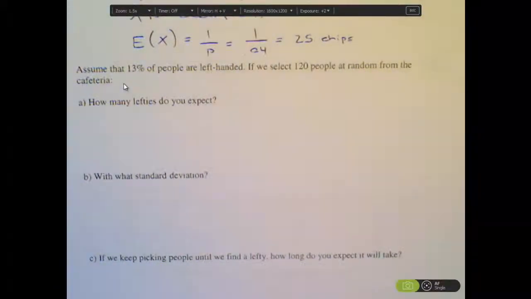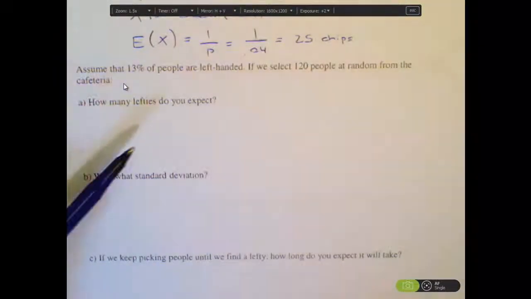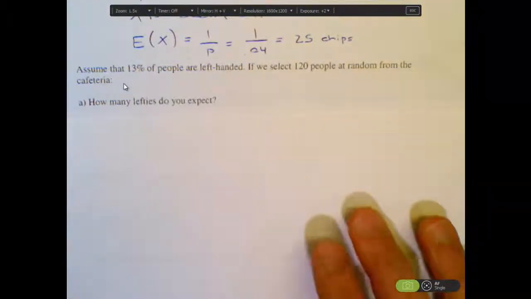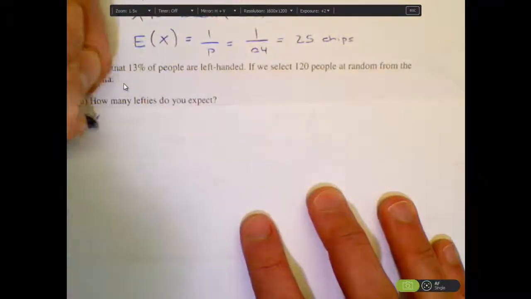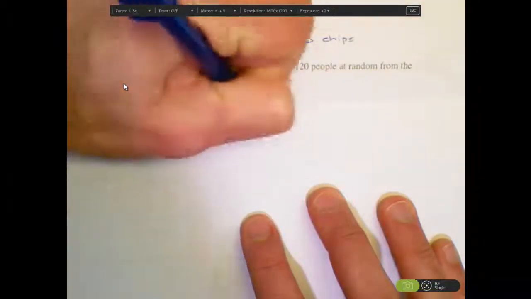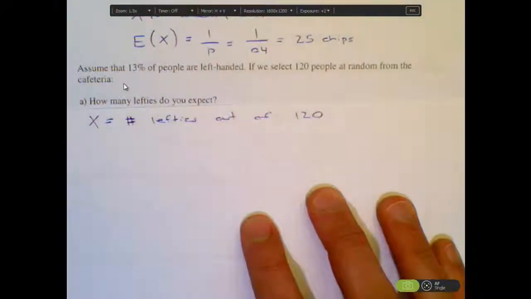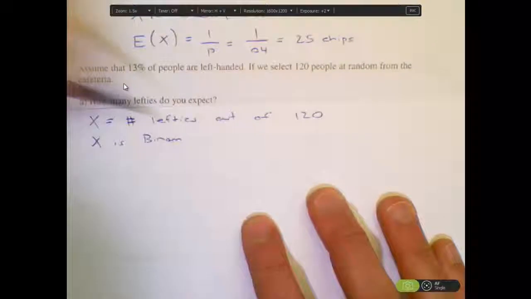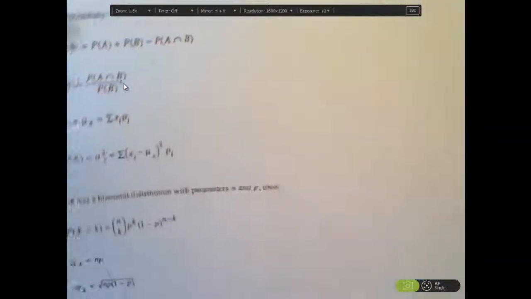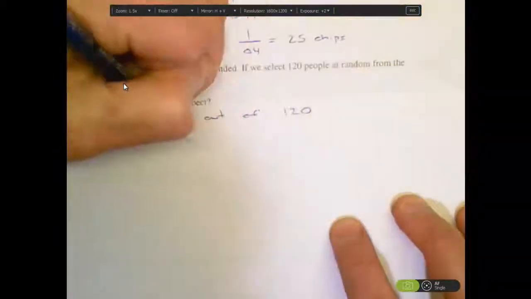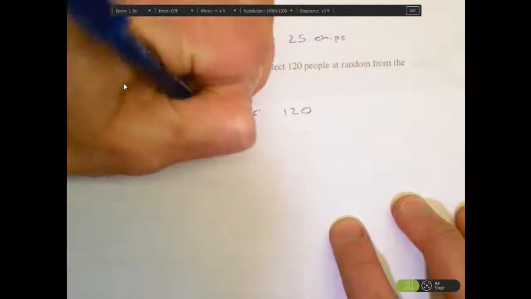So this is binomial. It's Bernoulli trials. Probability of success is constant. You're left-handed or you're not. And then each person being left-handed is independent of one another. So identifying a random variable here, X equals the number of lefties out of 120. Then I have X is binomial. Formula sheet, in case you forgot. 2 parameters here, n, p: 120, comma, 0.13.